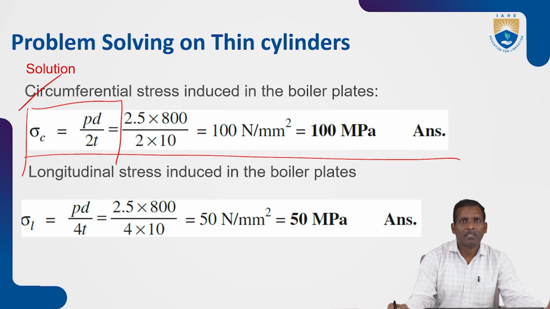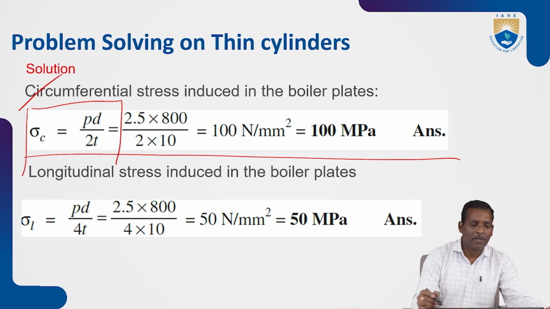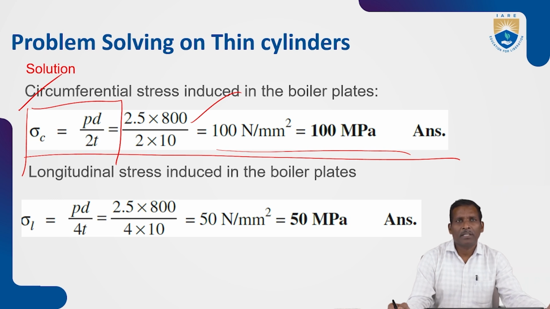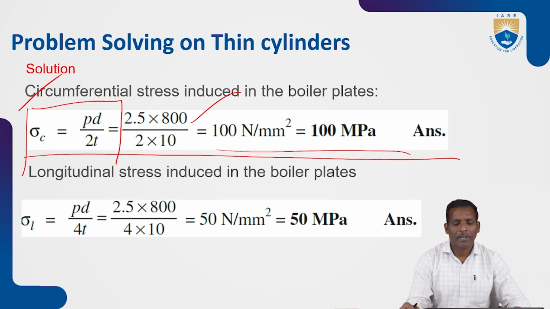The circumferential stress induced in the boiler plate is 2.5 multiplied by the diameter 800, divided by 2 into 10, so 100 Newton per mm square, which is 100 megapascal. The internal pressure 2.5 and diameter 800 are given in the problem, so it is only formula substitution. The thickness of the shell is also given. So the circumferential stress, or hoop stress, is equal to PD by 2T for thin cylinders.